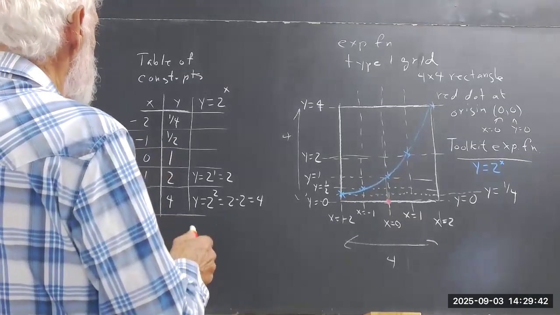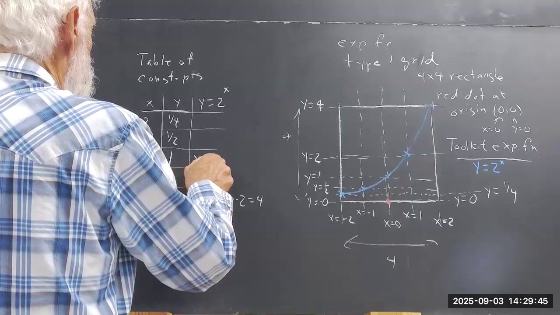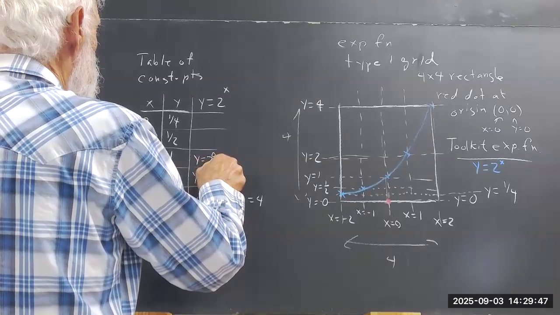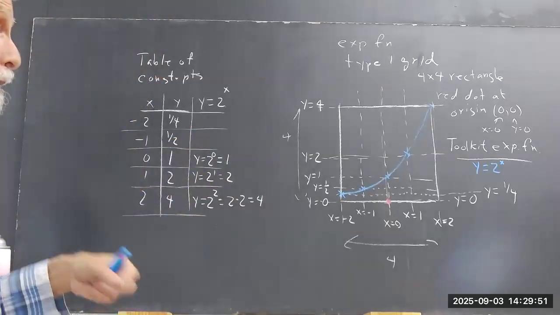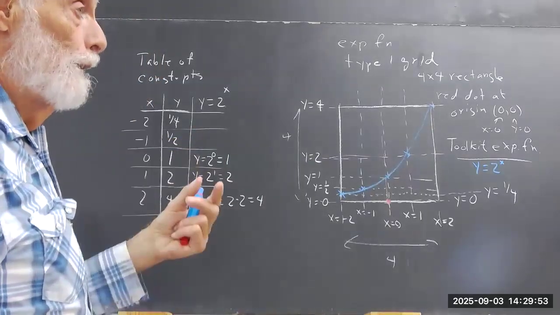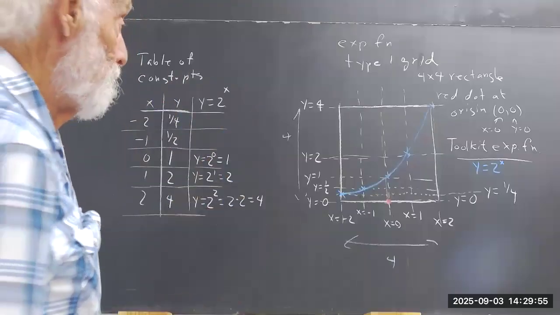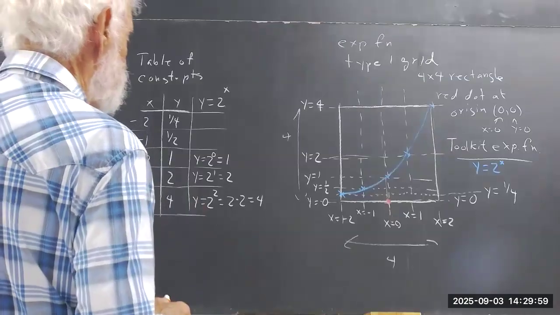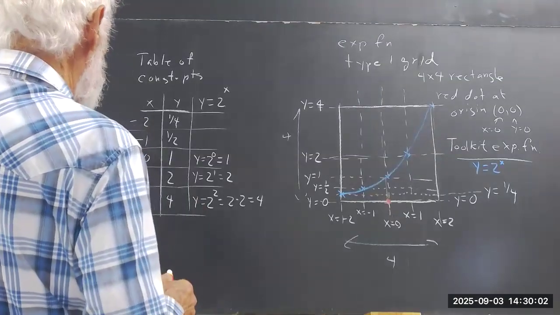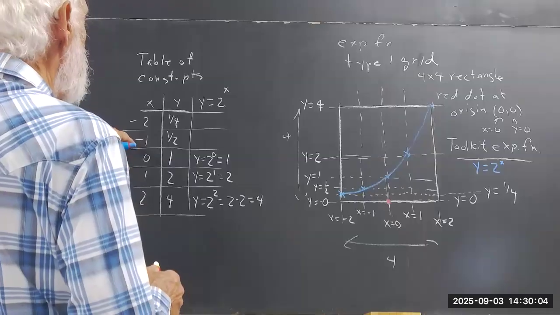Okay, well, if x equals 0, we have y equals 2 to the 0, which equals 1. 2 to the 0 is not 0. No number to the 0 is 0. Any number to the 0 is 1. And I think we explained that previously. I'll probably give you a quick synopsis of that explanation.